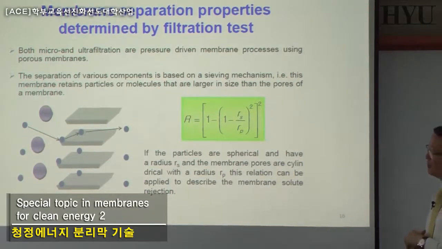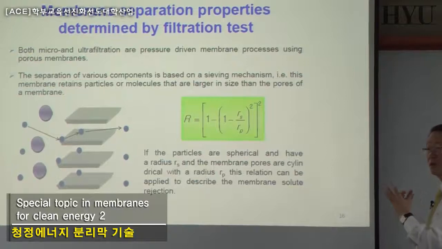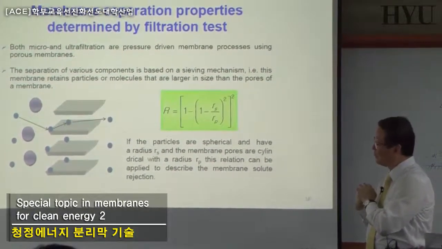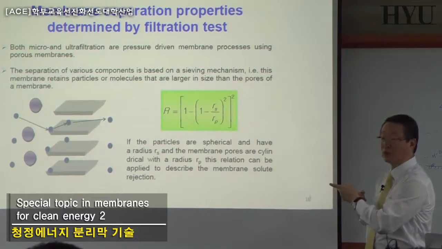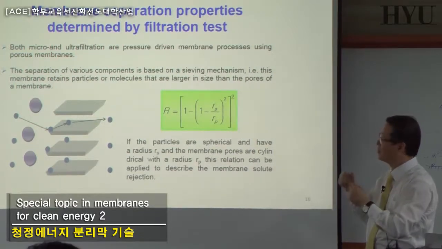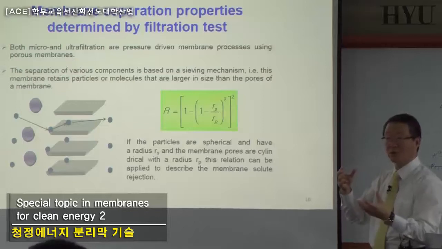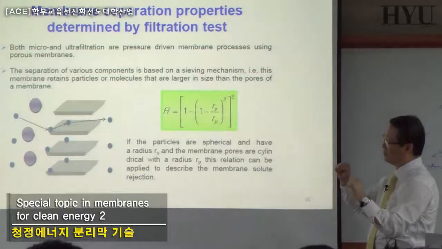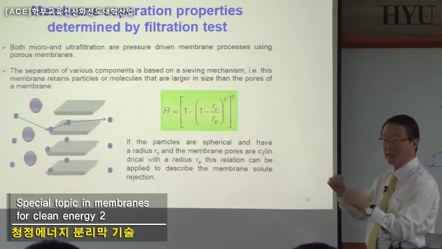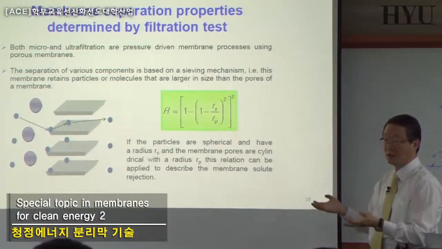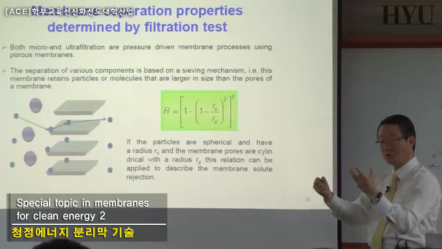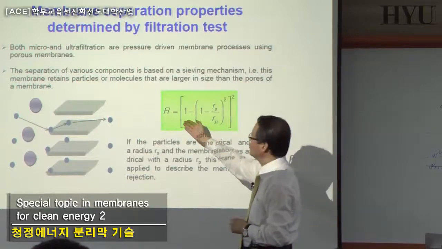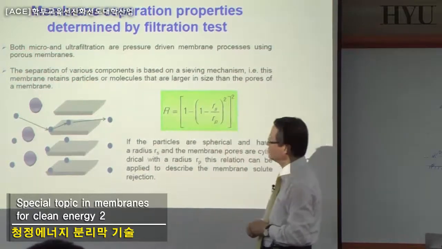So we have to think about how fast your small molecule comes out, like permeability or flux, and also the separation ability, or selectivity, or separation factor. I will tell you later on what the difference between separation factor and selectivity is. But anyway, we have to know how the membrane discriminates or differentiates the larger or small molecules. That's called R, or rejection.